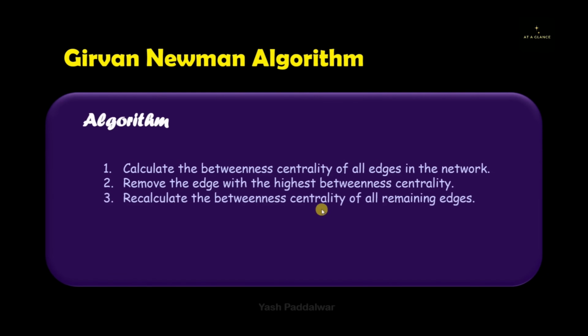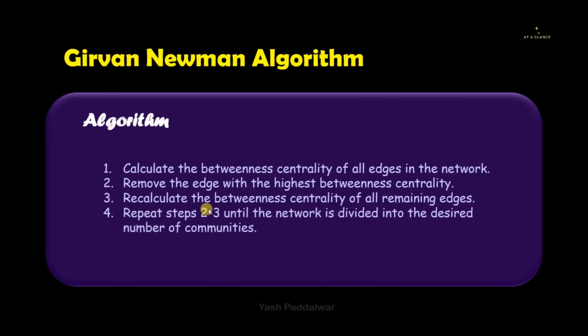Now, once we remove the edge with the highest betweenness centrality, whichever nodes with edges are remaining, we again have to calculate the betweenness centrality of the remaining portion. And for doing that, again we'll have to follow the same procedure. Again, after calculating the betweenness centrality of the remaining portion, we'll have to remove the edge with the highest betweenness centrality from the remaining portion. That means we are repeating steps 2 and 3 continuously, and we need to repeat these steps until we get the desired number of communities in the given network.